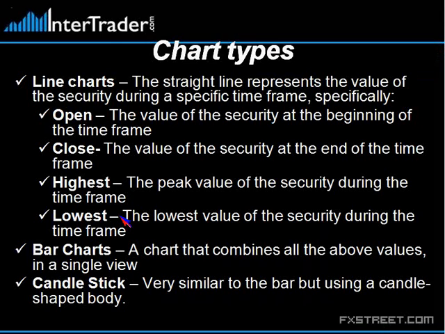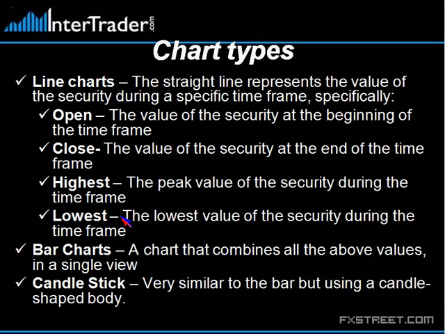So when we talk about chart types, the main three we're going to look at today are our line charts, our bar charts, and candlestick charts. Again, we're only talking about an introduction to technical analysis, a fairly basic thing. A line chart really just represents the overall direction of the chart over a specific time frame. What we get to see is the open price, the close price, which are fairly self-explanatory, and the highest and the lowest. These are the peaks of the value hit during that specific time frame.